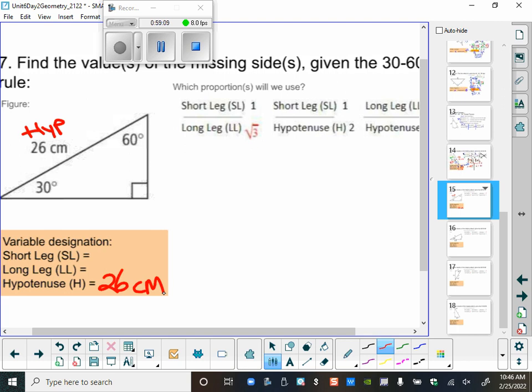Okay. So do we know what the short leg is yet? No. So what can we do from there? We could mark it as X. So the short leg, you were right there, it's crossing the 30. And as Jason said, mark it as an X. Good. Now where's our long leg? Here's our short leg. Where's our long leg located?